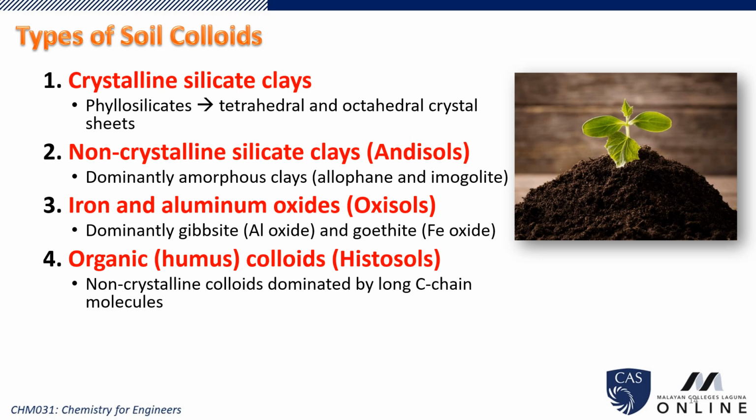For crystalline silicate clays, we have phyllosilicates, which are tetrahedral and octahedral crystal sheets. For non-crystalline silicate clays, we have andisols, which are dominantly amorphous clays such as allophane and imogolite. For iron and aluminum oxides, we have oxisols, dominantly gibbsite, or aluminum oxide, or goethite, which is ferric oxide. We also have organic and humus colloids such as histosols, and these are non-crystalline colloids dominated by long carbon chain molecules.